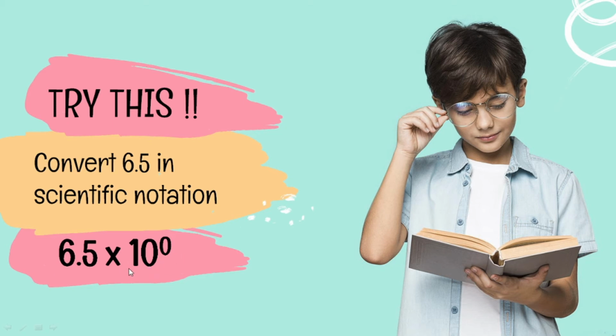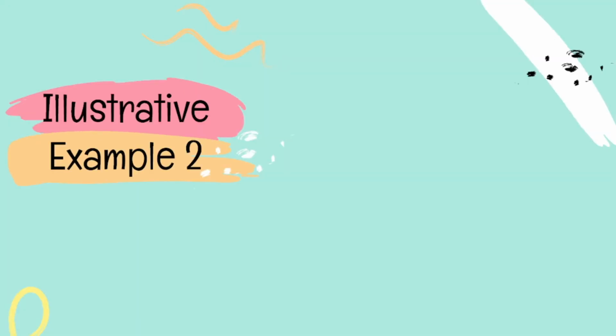Bakit? Any number na ni-raise nyo kay 0, yan ay equal to 1. Ibig sabihin, para lang siyang 6.5 times 1. But written in scientific notation, we have 6.5 times 10 raised to 0. Kasi any number you raise to 0, that's equal to 1. Illustrative example number 2 sa inyong module.